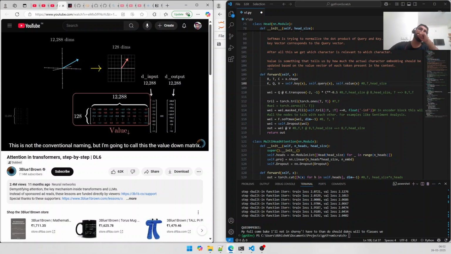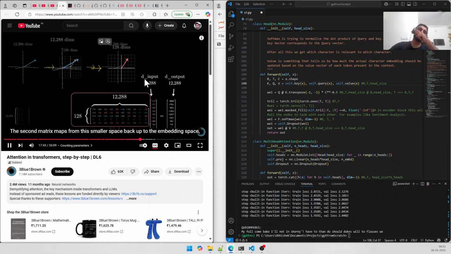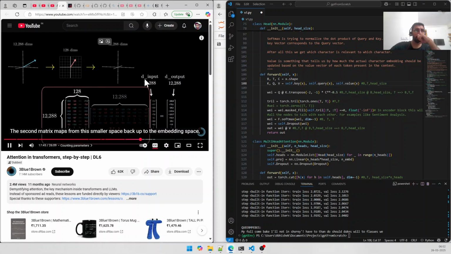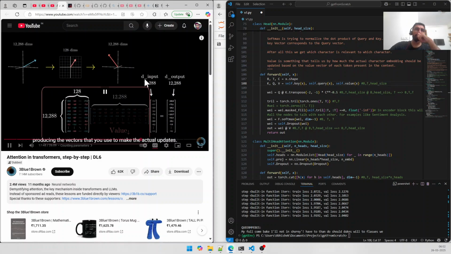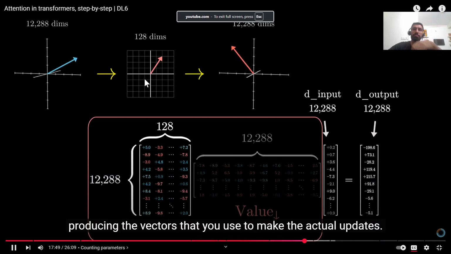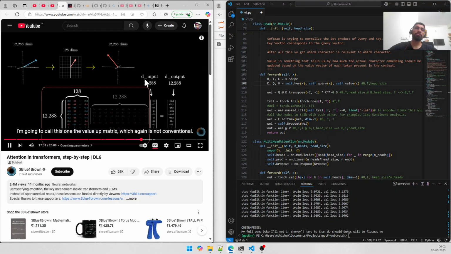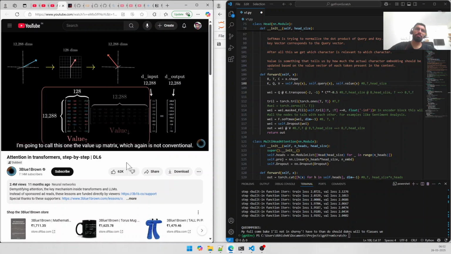This is not the conventional naming, but I'm going to call this the value down matrix. The second matrix maps from this smaller space back up to the embedding space, producing the vectors that you use to make the actual updates. I'm going to call this one the value up matrix, which again is not conventional.